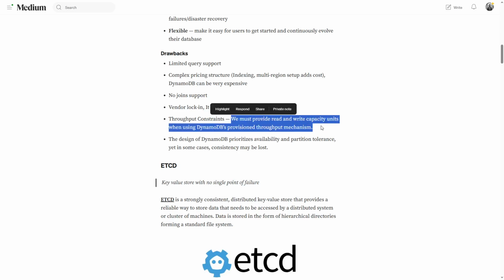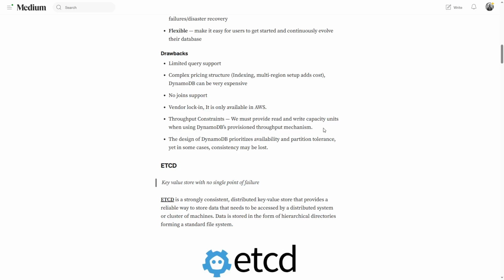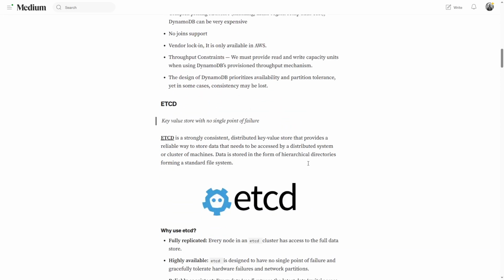Throughput constraints: we must provide read and write capacity beforehand, so we'll have to do an estimation of what will be our peak capacity, and based on that, we have to give certain numbers. And if we choose on-demand capacity planning, it will be very costly. And the design of DynamoDB prioritizes availability and partition tolerance, so in some cases it will lose some consistency. It is an eventually consistent system, so that is something we have to keep in mind when working with DynamoDB.